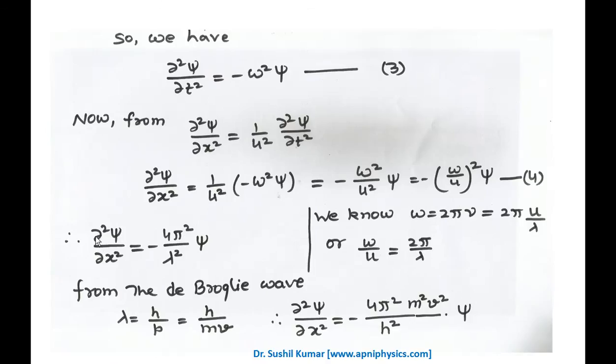So my equation becomes del 2 psi upon del x square is equal to minus 4 pi square upon lambda square psi. Again by using this de Broglie wave concept, that lambda is equal to h upon mv, I am putting this value of lambda, h upon mv, here at this particular place. So this equation becomes del square psi upon del x square is equal to minus 4 pi square m square v square upon h square into psi.